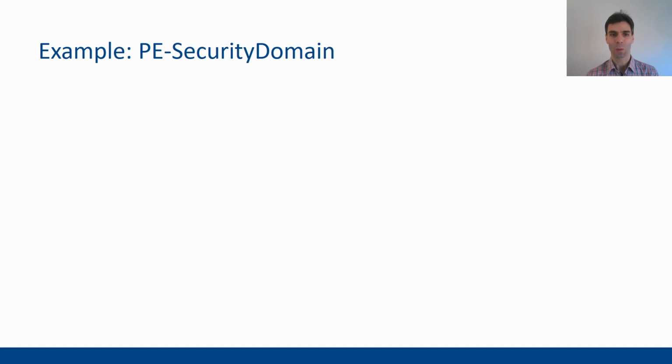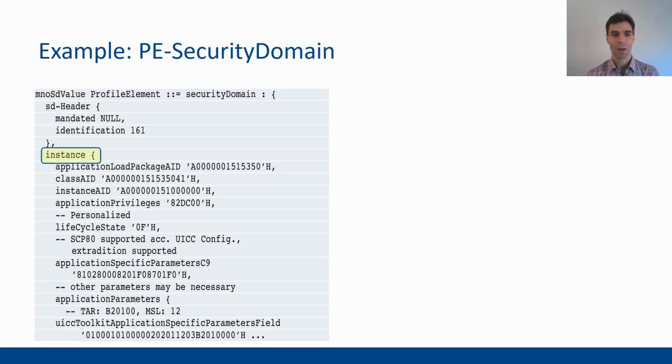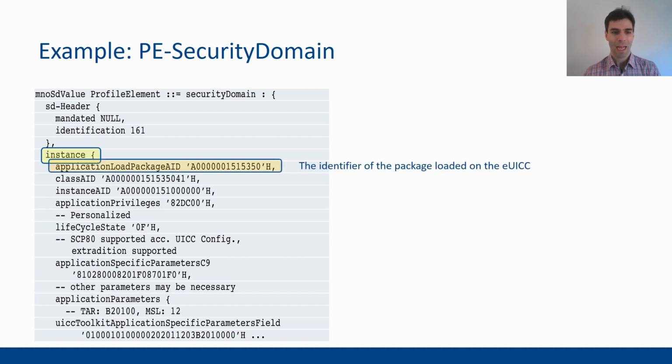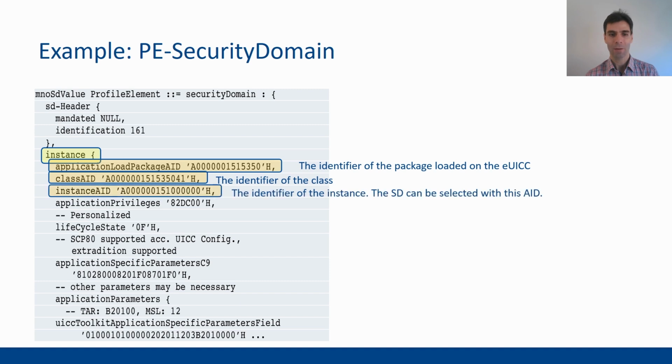Let's look at the example. We see here the first main part, which is the instance object. And now first look at the AIDs. There are three AIDs: application load package AID, which is the identifier of the package which is loaded on the UICC, then the class AID, and finally the instance AID, which is the identifier of the instance. And the security domain can be selected with the instance AID.